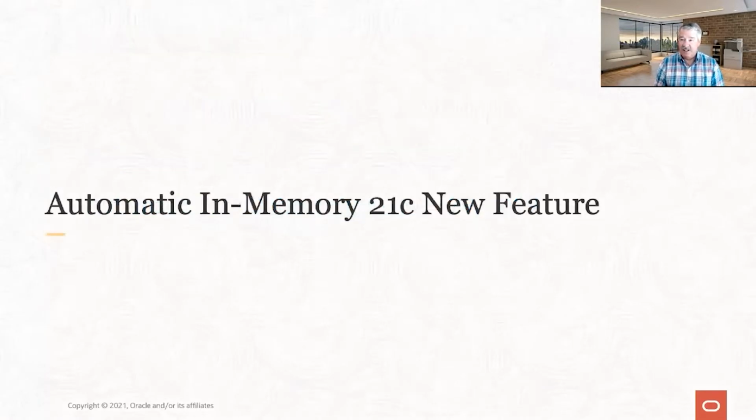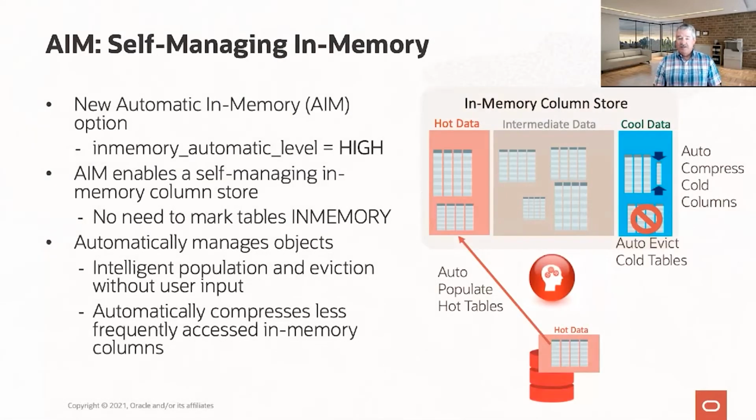All right, so now we're on the new 21C feature of automatic in-memory, which is, I think, very cool. This is on our journey, as I like to say, to making the column store fully automated. In other words, all the objects populate and are kept populated based on their usage, and you don't have to do anything. All you have to do is set up the column store and run your applications, and no more needing to run the in-memory advisor, no more needing to alter tables to be in memory. You just run.